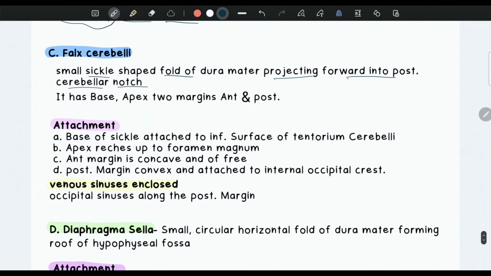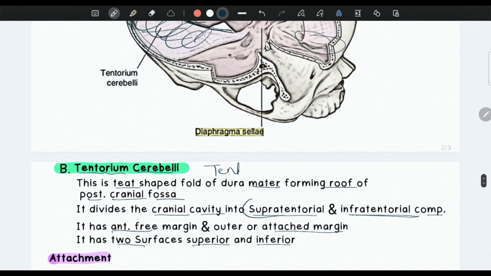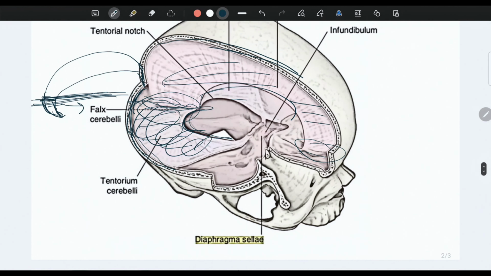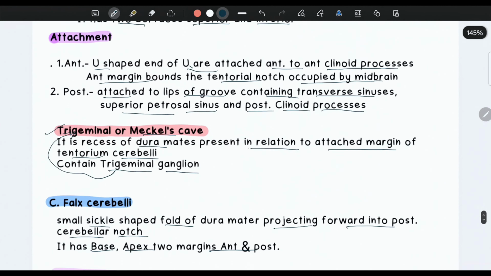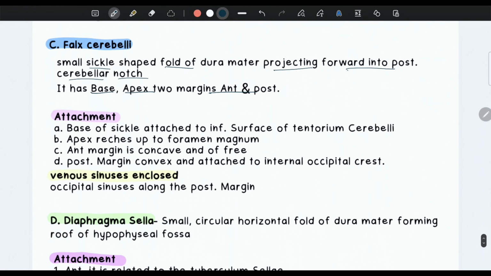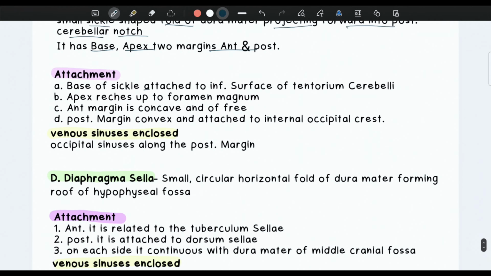Now we will take it forward. It has a base, an apex, and two margins, anterior and posterior. As we look in this diagram, it has a base, an apex, and two margins, anterior and posterior margin. Now we will go to the attachment. The base of the sickle is attached to the inferior surface of the tentorium cerebelli. As we have seen before, this is our falx cerebri and this is our falx cerebelli.